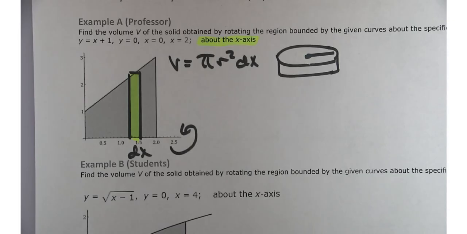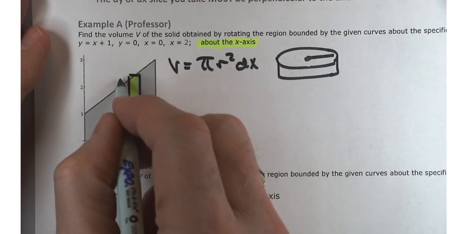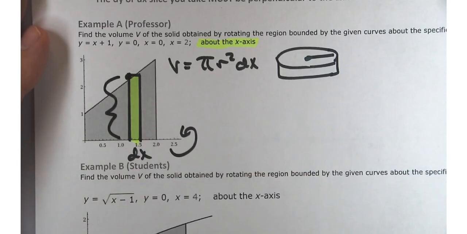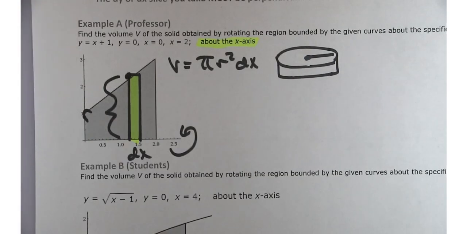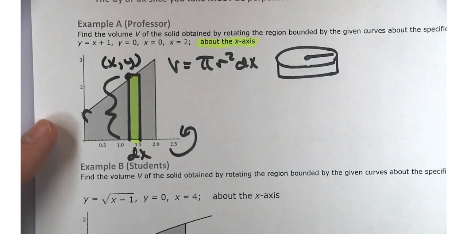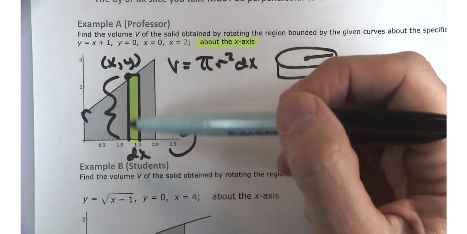So let's see what we can put in for r. We need to figure out what the radius is. So the radius is the distance from some point on this curve to the x-axis. That's going to be r. What do you think that height is going to be? Call that point x and y. The height is really going to be the top point minus the bottom point.